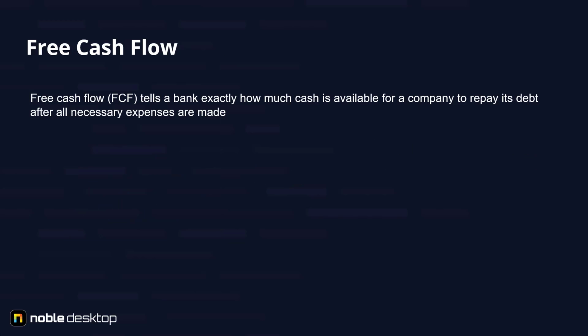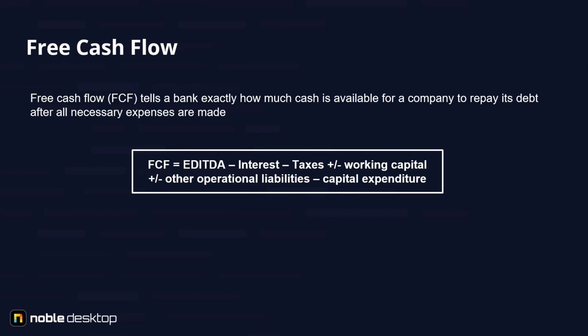Free cash flow tells a bank exactly how much cash is available for a company to repay its debt after all necessary expenses are made. The calculation for free cash flow is EBITDA minus interest minus taxes to come to EBIT, plus or minus changes in working capital, plus or minus other operational liabilities, and minus capital expenditure.